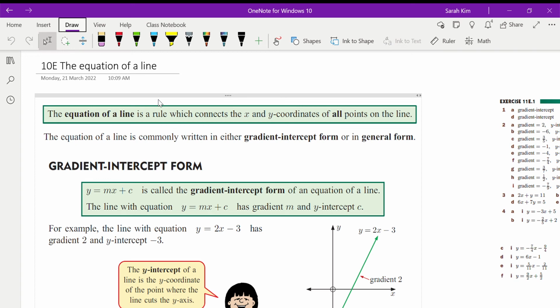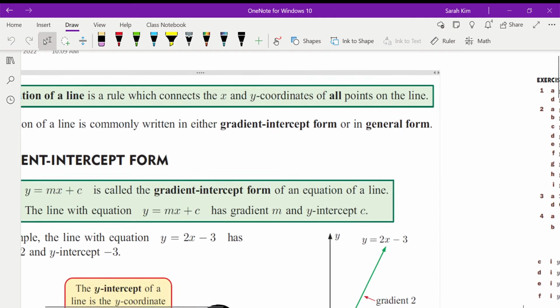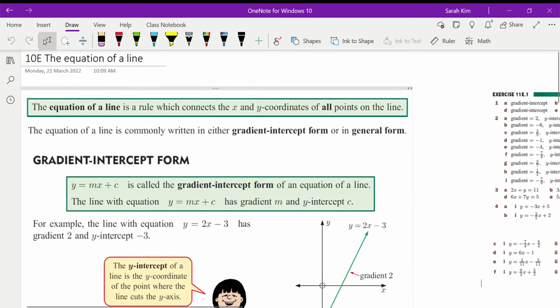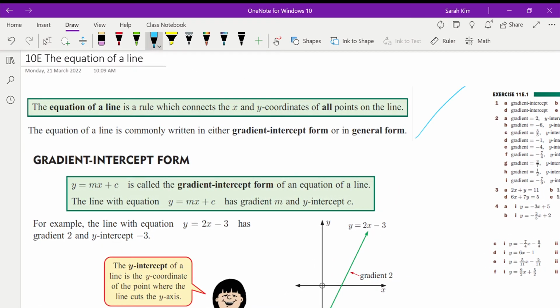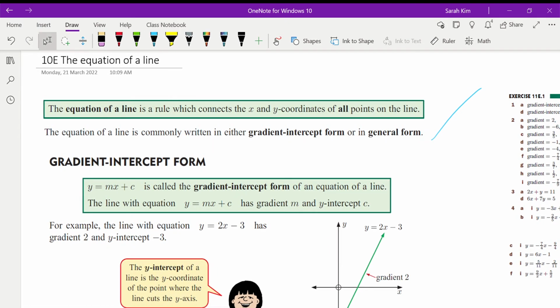Alright, so 10e is about the equation of a line. So I'm just going to read the green box. The equation of a line is a rule which connects the x and y coordinates of all points on the line. So just what we've been using, we can draw a linear equation, so a linear line, and basically all straight lines have an equation. So we can write a mathematical equation for it.